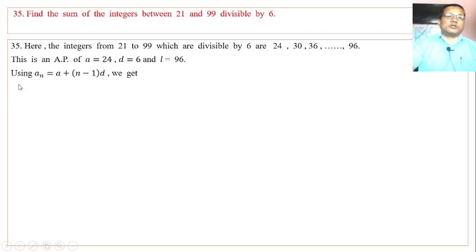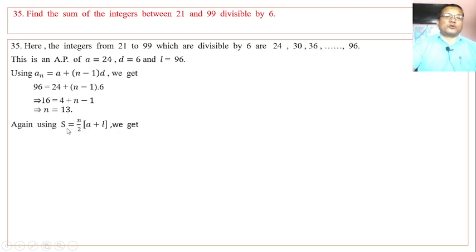To find the sum of these numbers, we first find how many terms there are from 24 to 96. Using the formula we get n equal to 13 terms. Using the formula for the sum, S equal to n by 2 times A plus L, where L is the last term. Giving the respective values, we have 13 times 60, which is 780, the required sum.